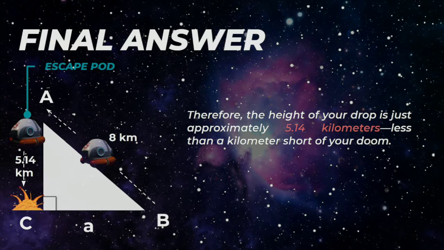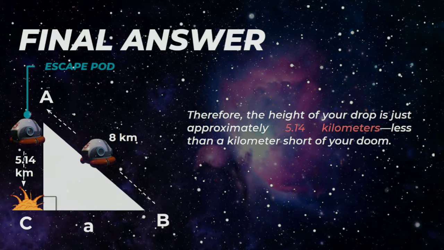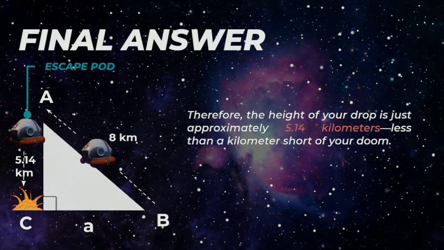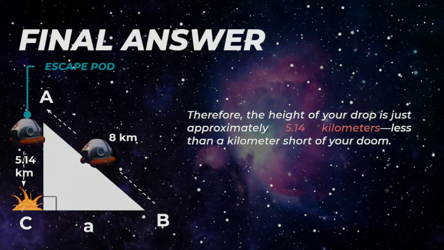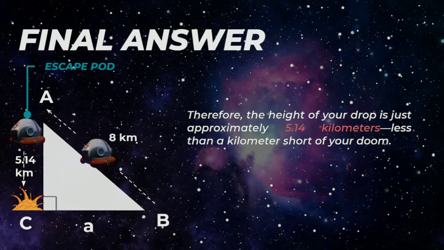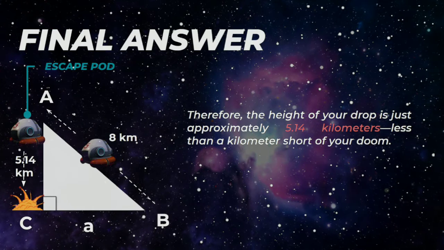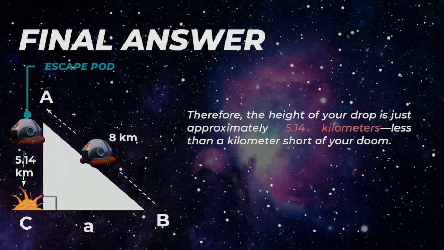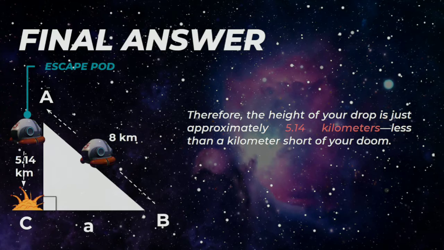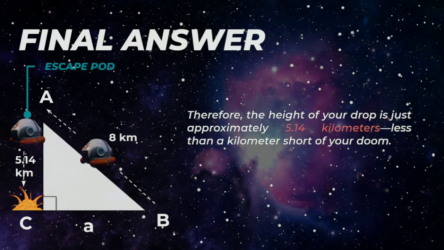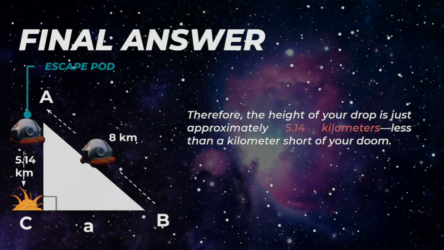Now quickly grab a scientific calculator and input the recent equation that I have stated. It should now show you the final answer, which is 5.14 as the value of side B. Therefore, if based from the given, the height of the drop is just approximately 5.14.